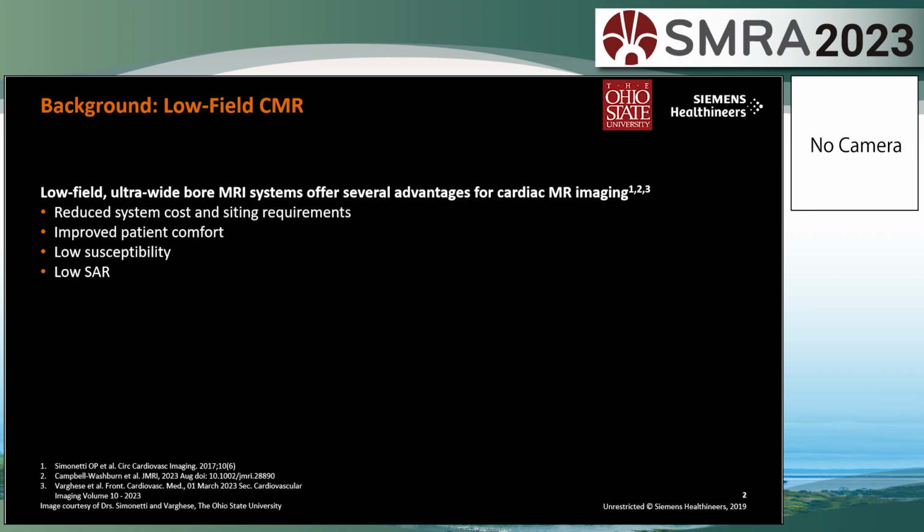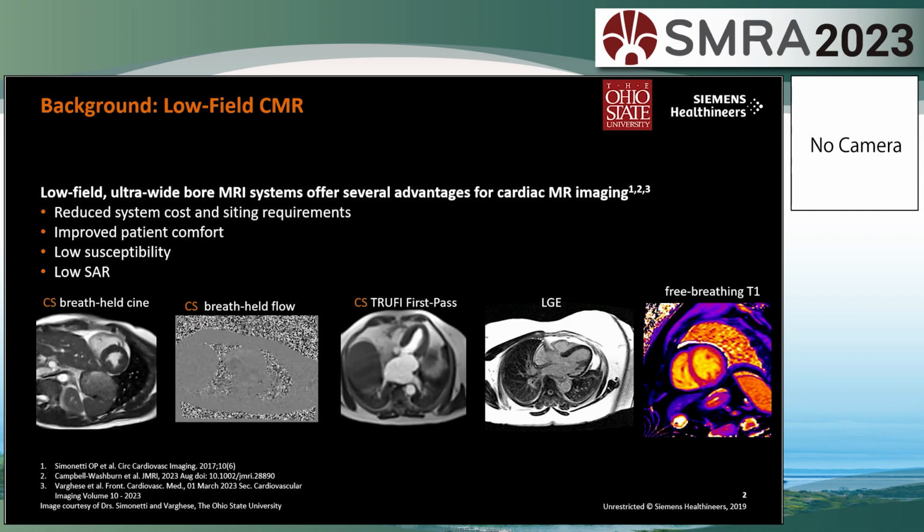However, we all know the SNR is linearly related to the field strength, and for low field, unavoidably, the SNR will be reduced. So recently, we have been developing comprehensive cardiac MR protocols on the clinical low field system using research prototype sequences to address the limitation of SNR. And we demonstrated that with compressed sensing and some protocol optimization, we can achieve adequate image quality for cardiac applications. So here are some examples for cine flow, first pass perfusion, LGE, and mapping.